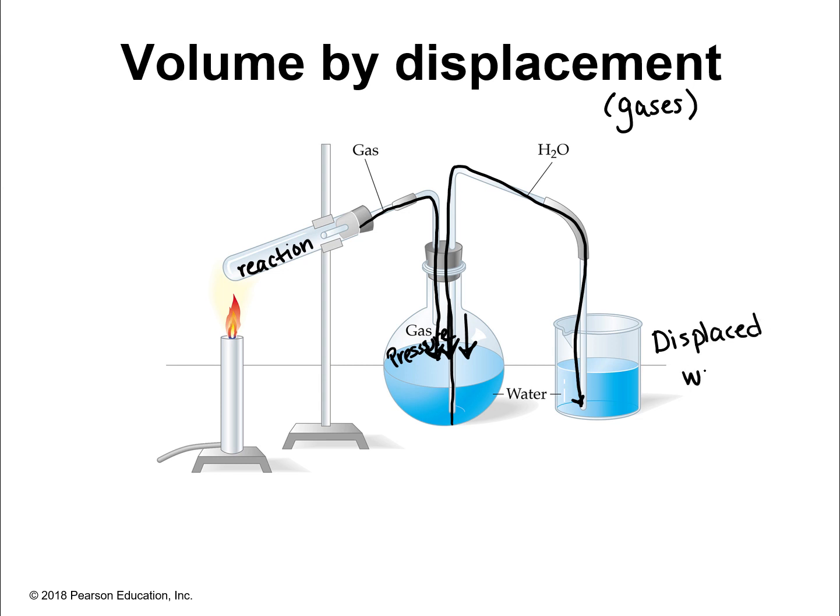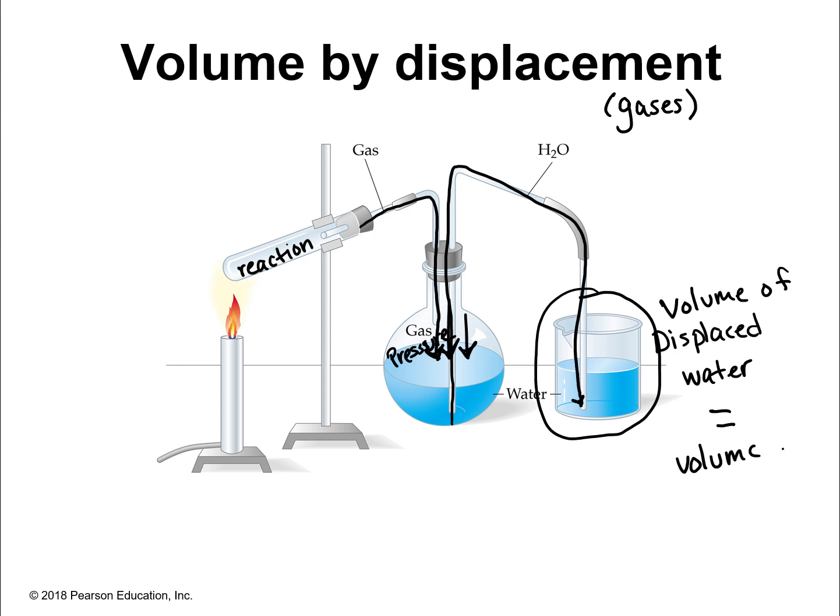The displaced water, the volume of the displaced water in this beaker is equal to the volume of gas that you have. So if there's 100 milliliters in this beaker here that I circled, then that's the same volume as your gas. Does that make sense?